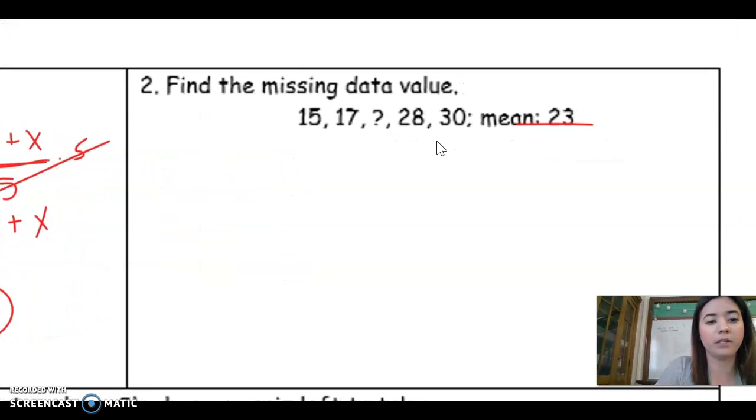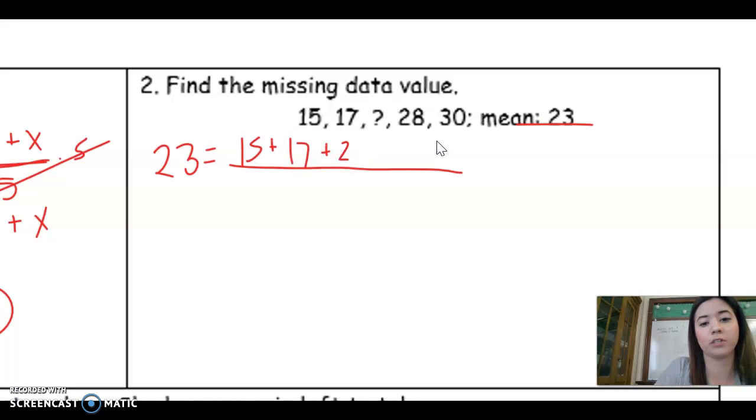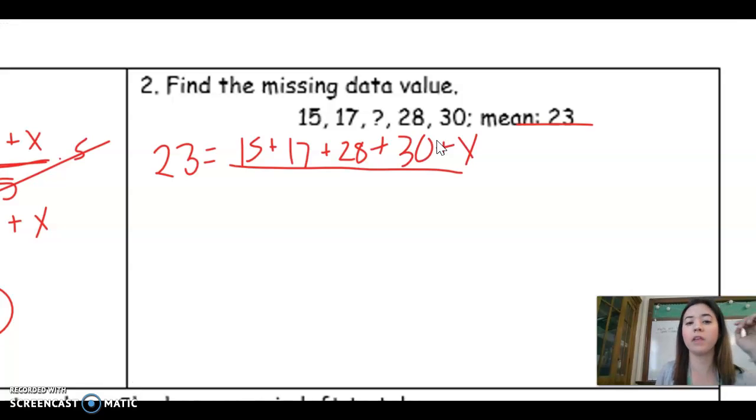Alright, so our mean is 23. Sum of all of our numbers, 15 plus 17 plus 28 plus 30 plus that missing value, x. If you have your x in the middle, that's totally fine. When we're writing this out, it doesn't matter where our x is. Ultimately, your steps are still exactly the same. And then we have 1, 2, 3, 4, 5 things. Okay?